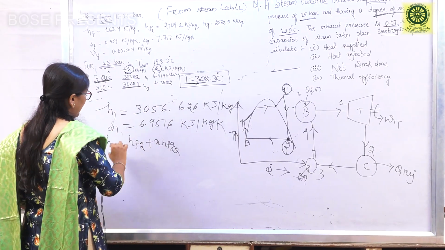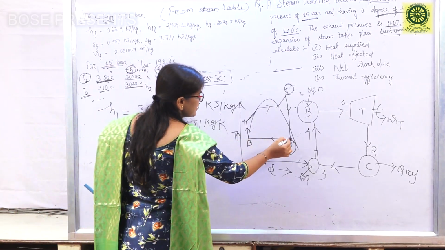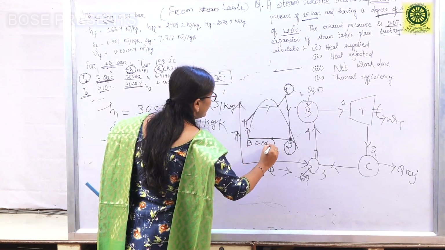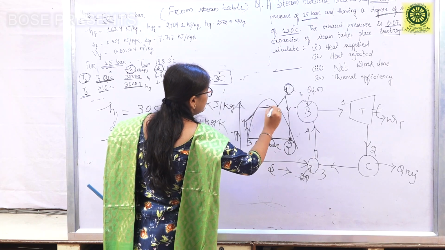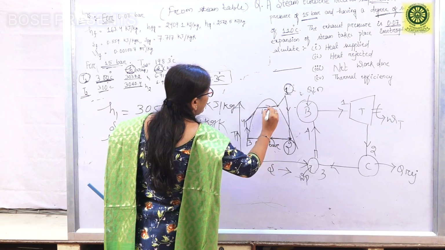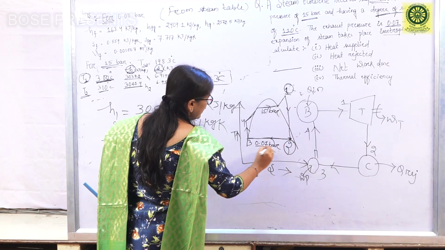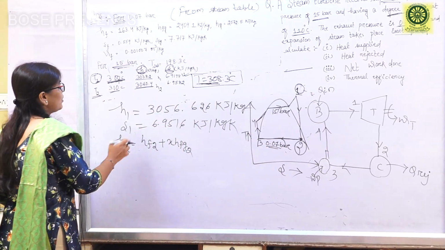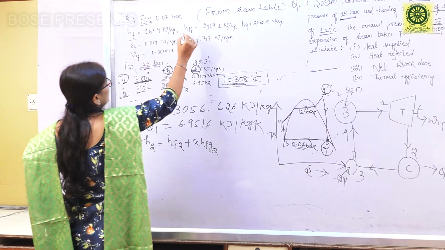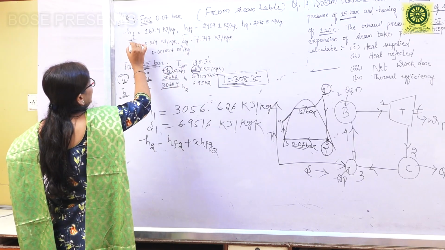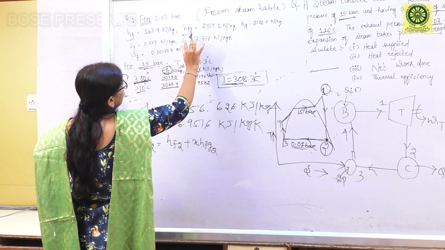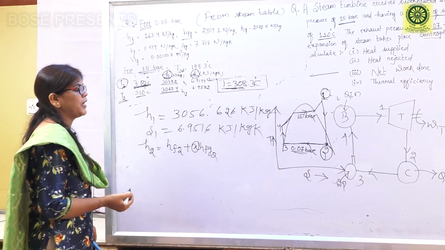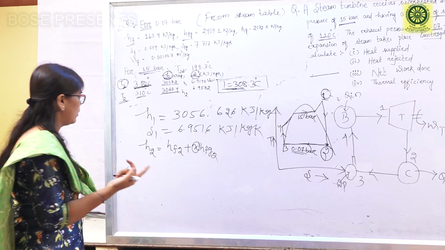But see here, for H2, at this point your pressure is how much? 0.07 bar, and at this point pressure is 15 bar. Okay. So for 0.07 bar, write down the values. I have already told you, write down the values for enthalpy and entropy. So HF is this much, HFG is this much. But guys, you don't know the value of the dryness fraction. For that I have to calculate.